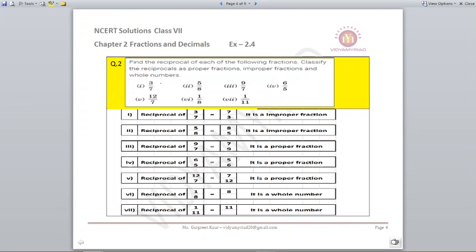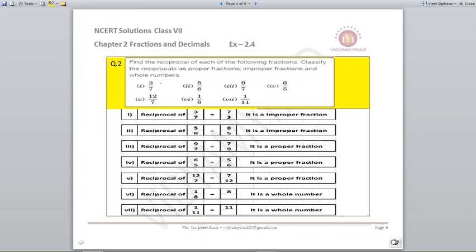Question number 2. Find the reciprocal of each of the following fractions. Classify the reciprocal as proper, improper or whole numbers. Now the rule, just to explain what is a proper fraction, what is an improper fraction, what is a whole number. When your numerator is bigger than the denominator, that fraction is known as an improper fraction. When your numerator is smaller than the denominator, that fraction is known as a proper fraction. And when you have only a number, that is a whole number.